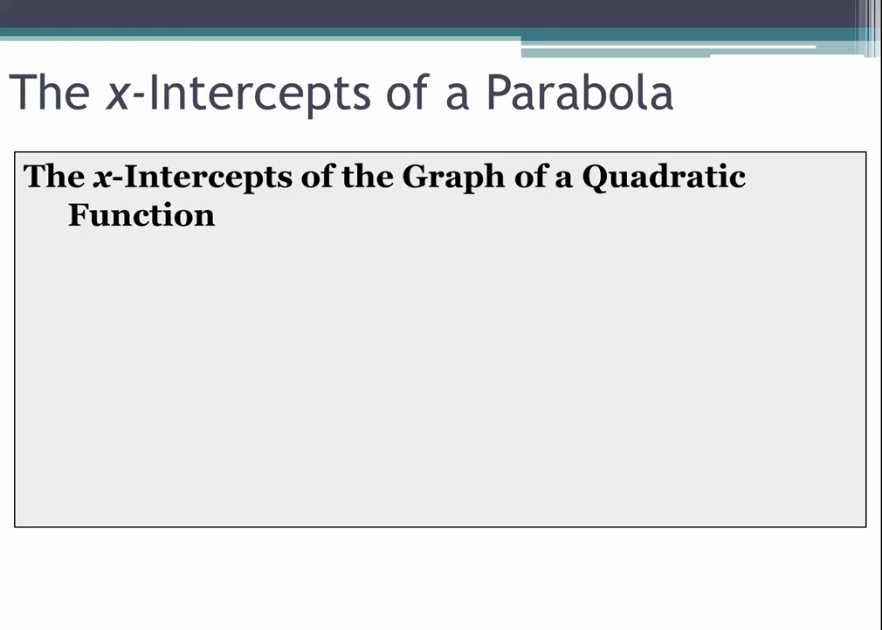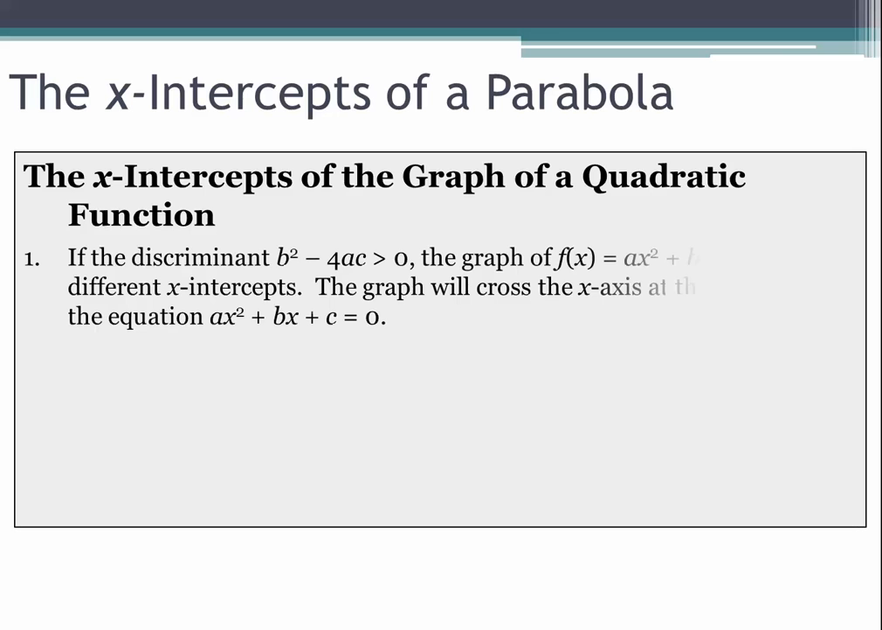The discriminant actually tells us about the x-intercepts of the graph of a quadratic equation. The graph of a quadratic equation is a parabola. If the discriminant is greater than 0, then the graph has 2 different x-intercepts. And the graph will cross the x-axis at the solutions to the equation ax squared plus bx plus c equals 0.